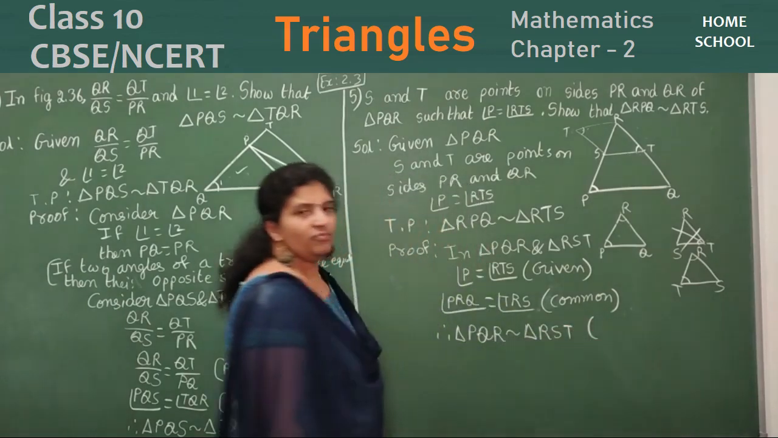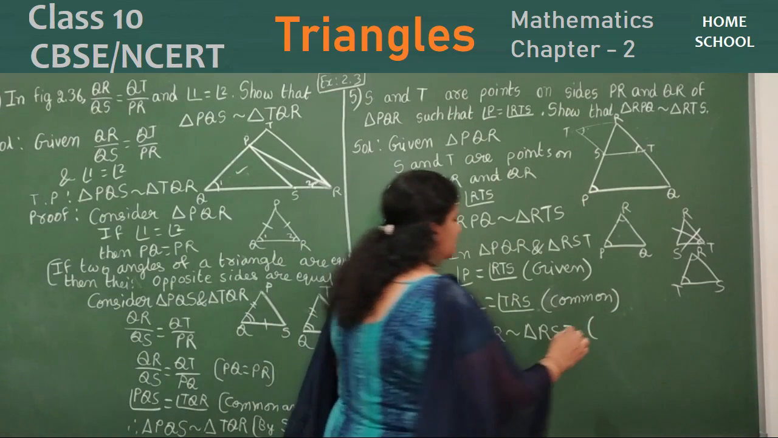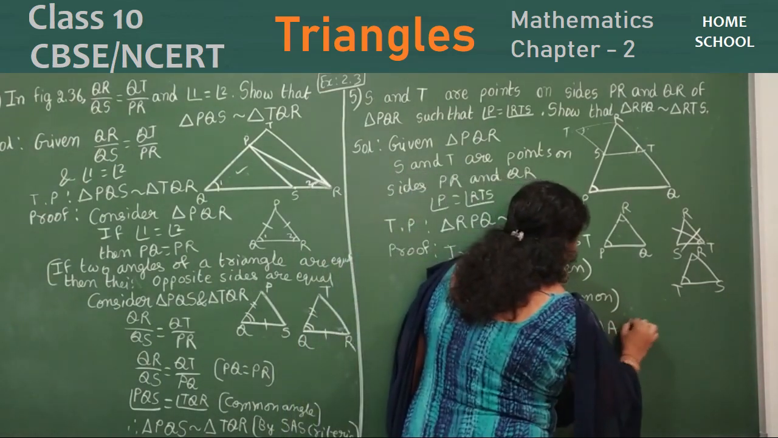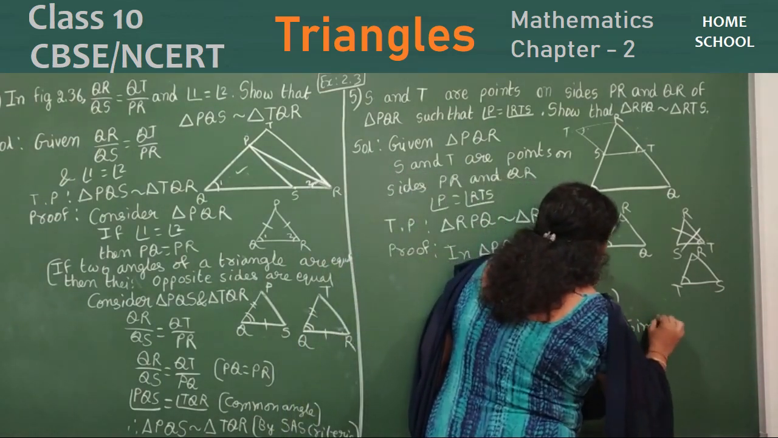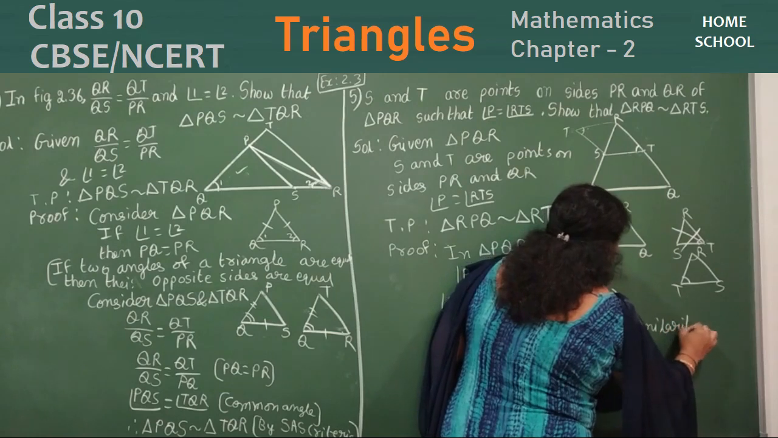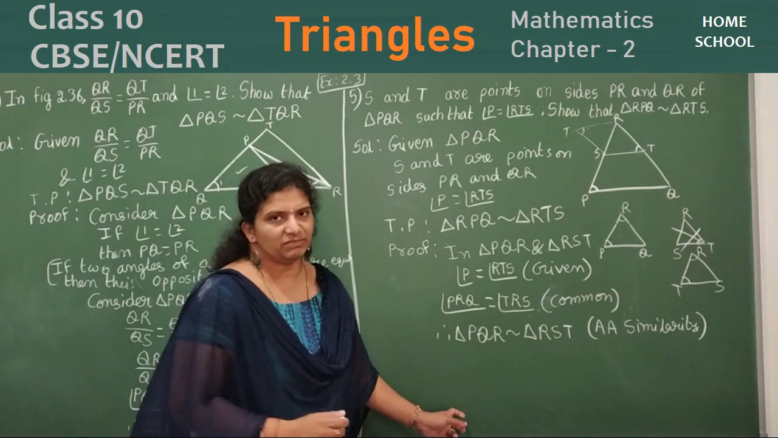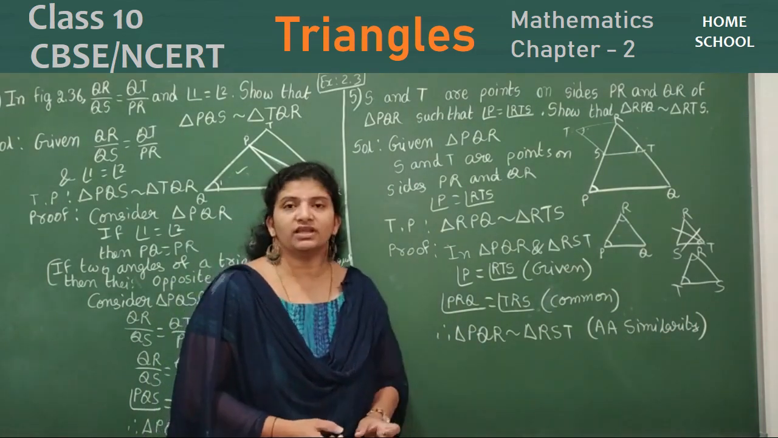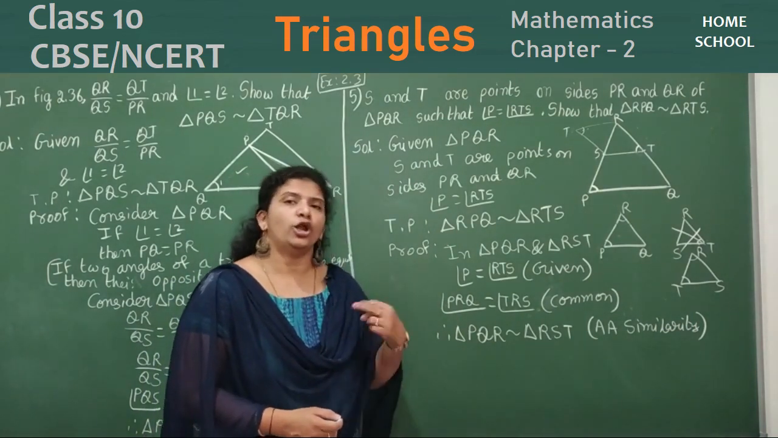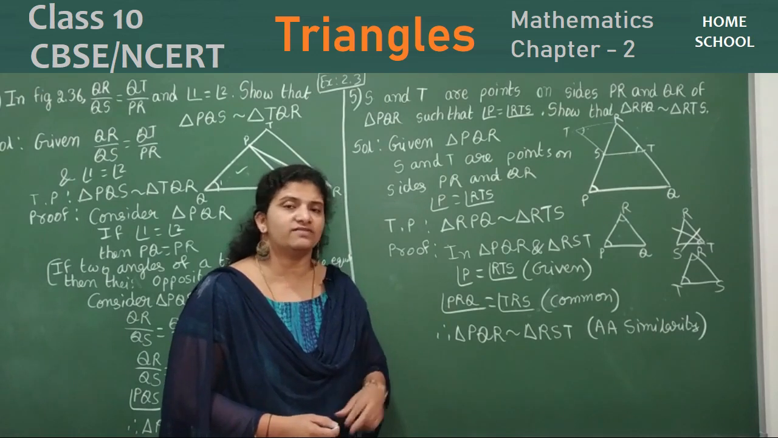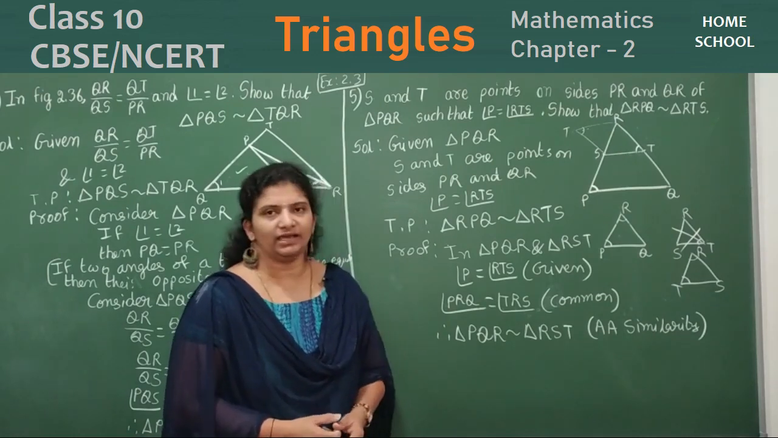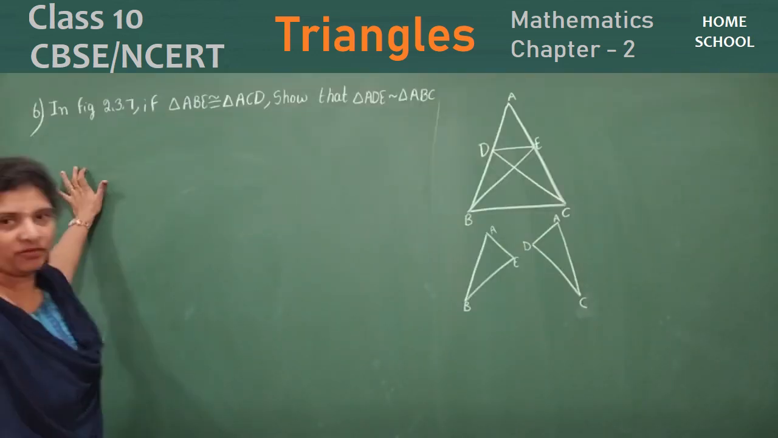By what, children? By the angle similarity criterion. I can say that these two triangles are similar. And one more thing, children: if two angles are equal, automatically the third angle will also be equal to that of the other triangle. Okay, let's see the next problem here.